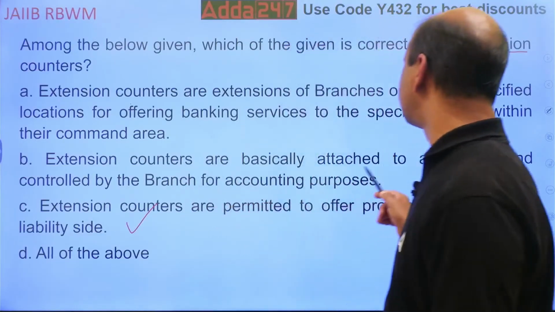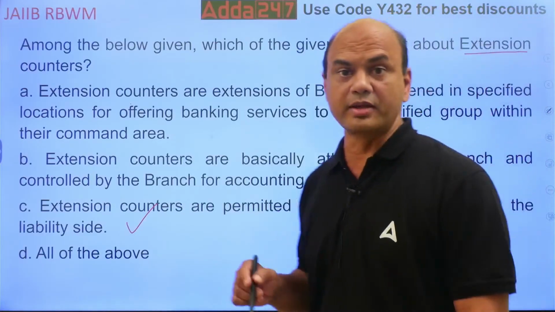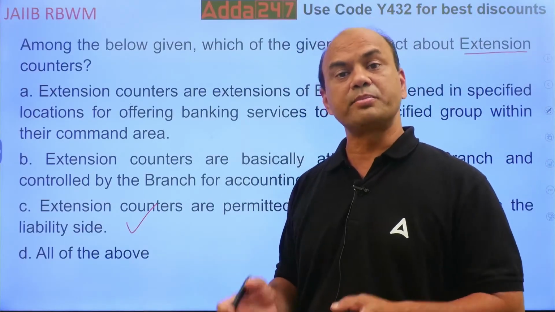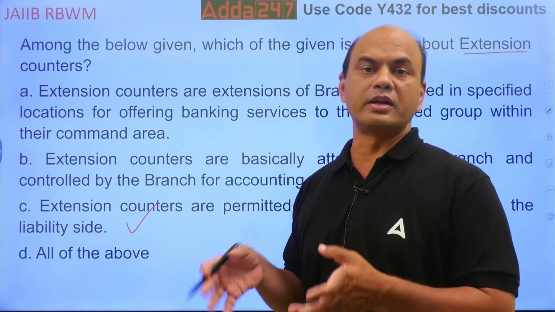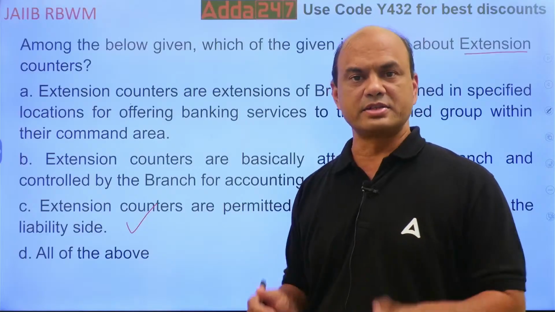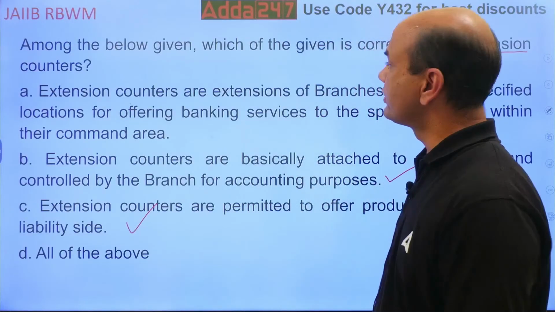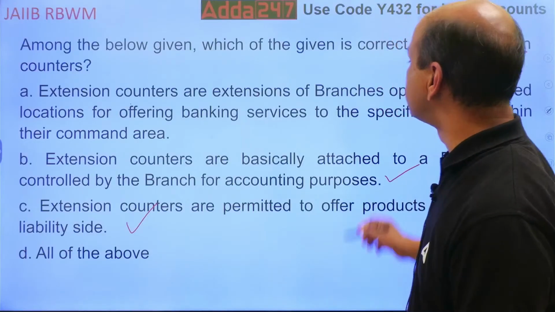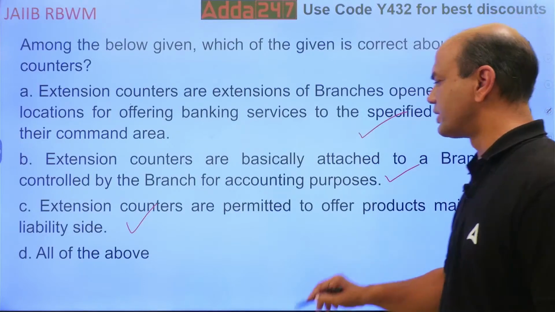Extension counters are basically attached to the branch and controlled by the branch. So that is also right, because after all, this extension counter is part of the branch only. Its full net profit and net loss is ultimately transferred to the branch. So that is also true. Extension counters are extensions of the branches opened in specified locations. So this is obviously true. So all of the above is the answer.